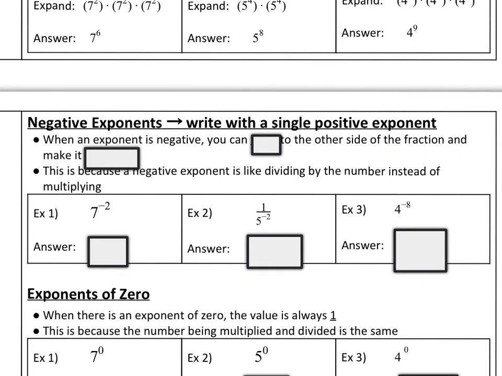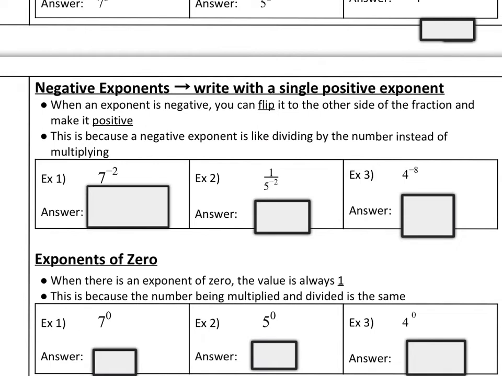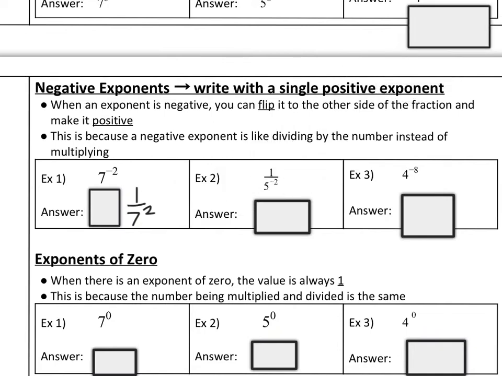Flip your page over to negative exponents. When an exponent is negative, you can flip it to the other side of the fraction and make it positive. This is because a negative exponent is like dividing by the number instead of multiplying. Let's look at our first example, 7 to the negative 2. Instead of multiplying 7, we're going to be dividing. So we're going to flip that into a fraction, and we'll have 1 over 7 squared. So we took that negative 2, flipped it to the denominator, and made it positive.